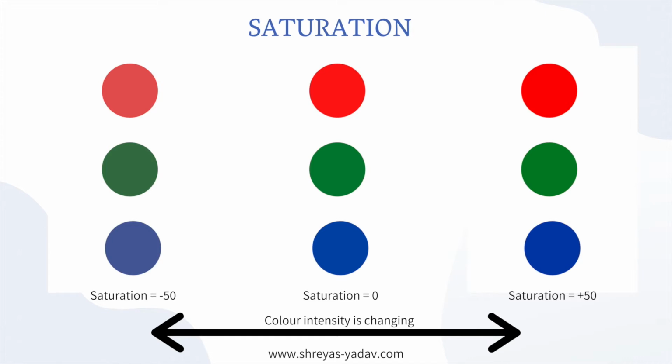Now let's understand how the saturation works. The saturation intensifies or mutes the color. Increasing the saturation boosts up the color, while desaturation can make the color appear dull. You can see when I change saturation from 0 to plus 50, the intensity of the color is increasing or the color is getting intensified. On the other hand, if I change the saturation from 0 to minus 50, the intensity of the color is reducing or the color is getting muted.